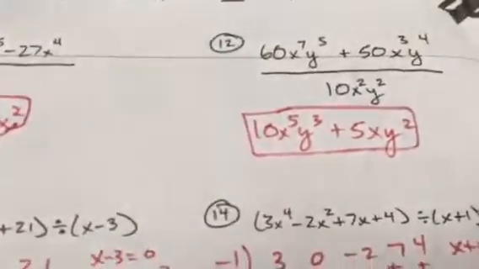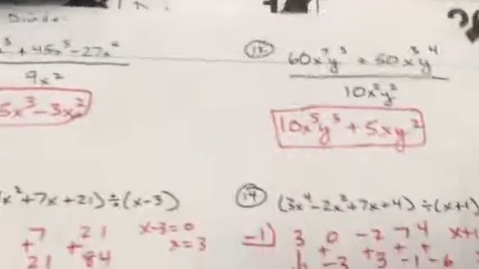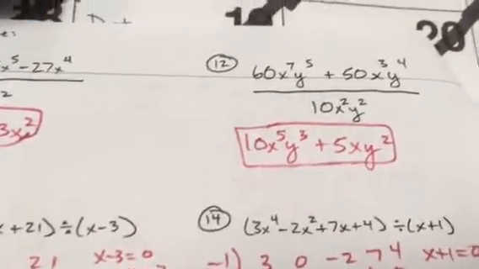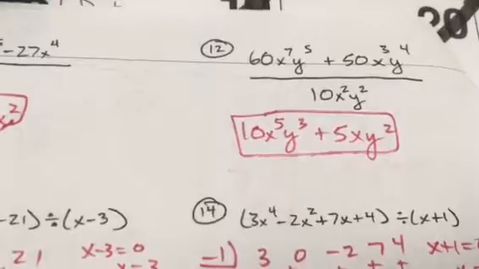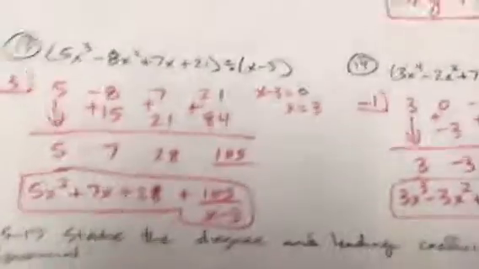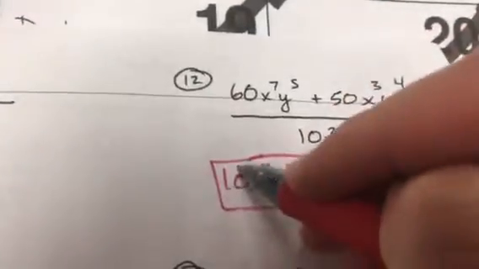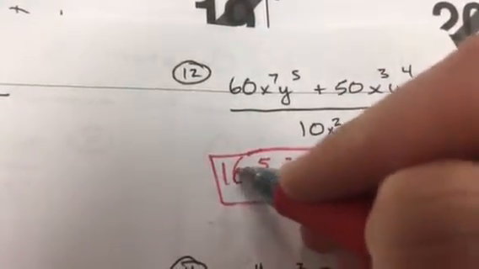Here on 12, you're going to divide everything by 10, everything loses 2 x's and 2 y's. So I made a boo-boo. Boo-boo right there. 60 divided by 10 is 6.